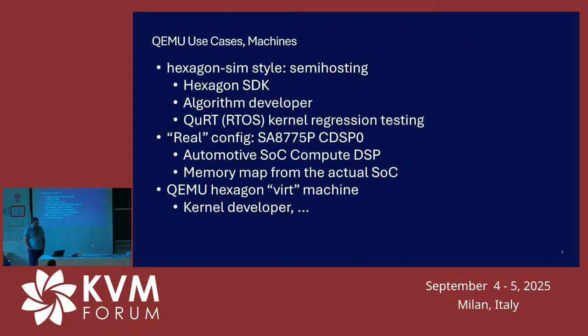So we have two initial configurations we're starting with. One that's sort of a real configuration: it's an automotive SoC DSP used for computation offload, and it uses a real memory map. And then the QEMU Hexagon VIRT machine, which is sort of a hacker space, maybe for somebody who wanted to work on Linux kernel development or something like that.